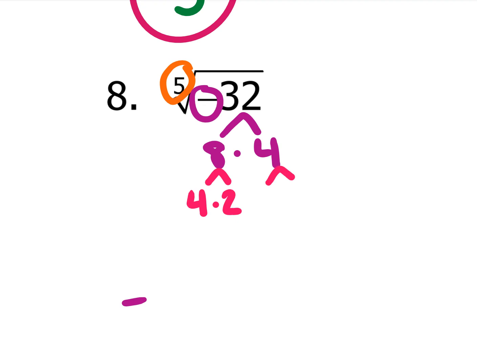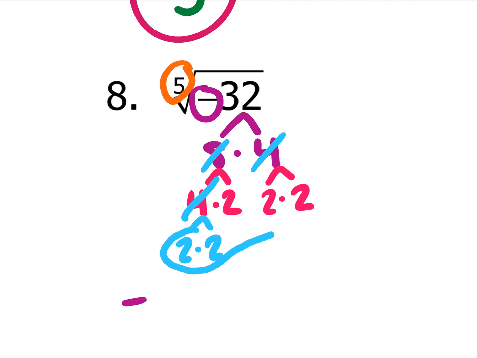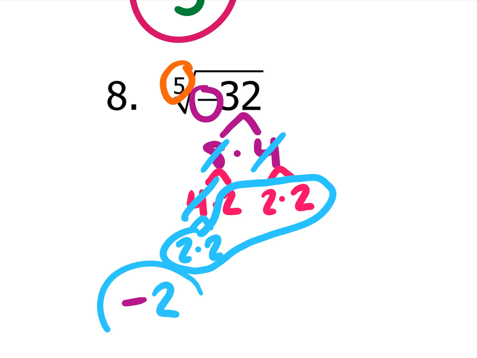And I'm going to break the 4 down because I know there's no way I'm going to get a group of 5 with the 2 4s that are right here. So I know that 4 is 2 times 2. Now I already have 3 2s, so I'm going to try to get one more with my 4 right here, and I will. Or I get 2 more, sorry. So there's my group of 5 that I wanted from the beginning. So the 2s are going to come out. So you have a -2 right there.